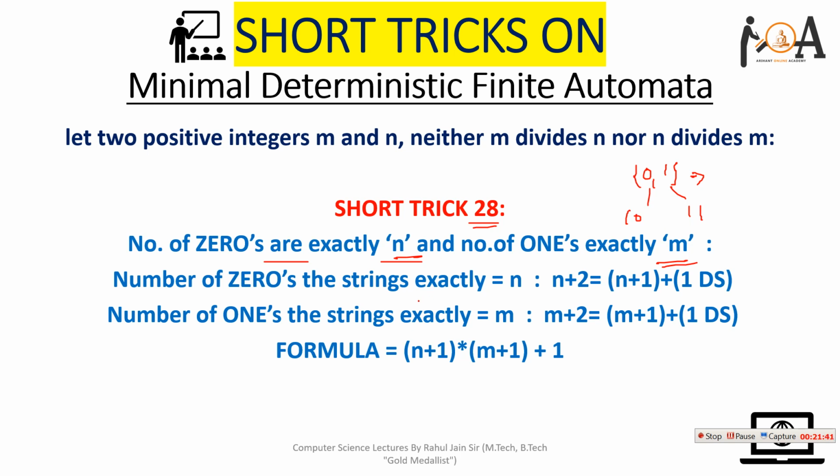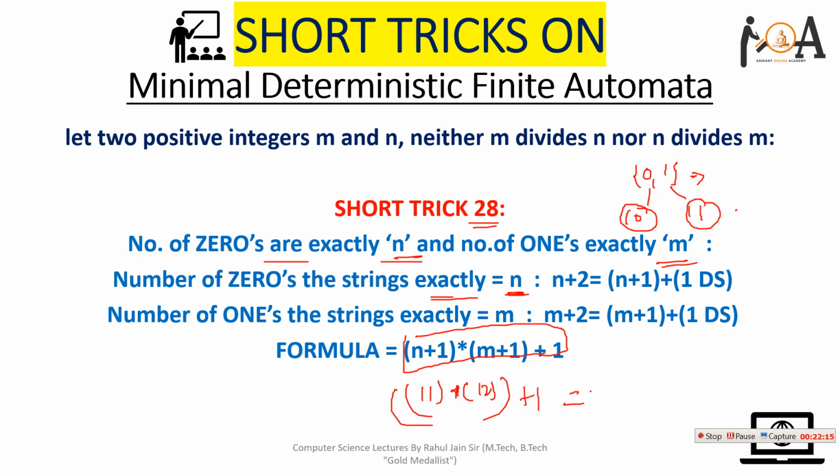Then number of zeros in the string exactly n would require n plus 2, and number of ones exactly 11 will require m plus 2. We have already discussed, plus 1 dead state. So total number of states required to fulfill this condition is n plus 1, that is 11, into m plus 1, that is 12, plus 1. Right, 12 into 11, that is 132 plus 1, that is 133 states would be required in its minimal DFA.